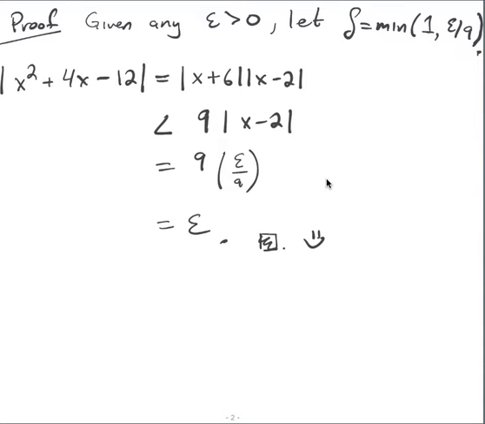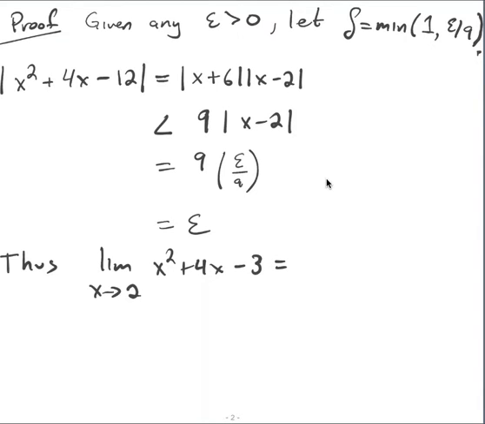And then when you're writing the proof, it's really just restating. It's probably a good idea to restate what it is that you're trying to prove. Thus, the limit as x approaches 2 of x squared plus 4x minus 3 equals 9. Okay, something like that.